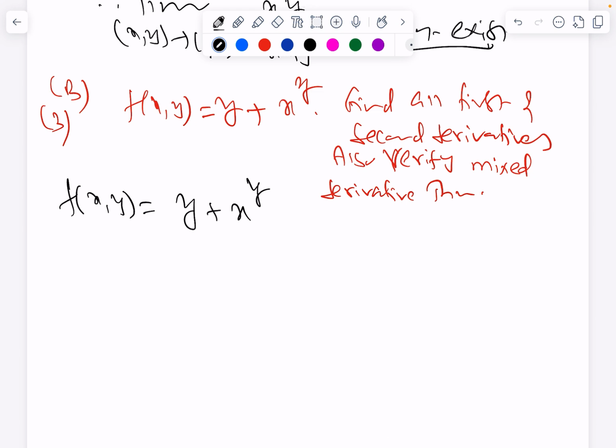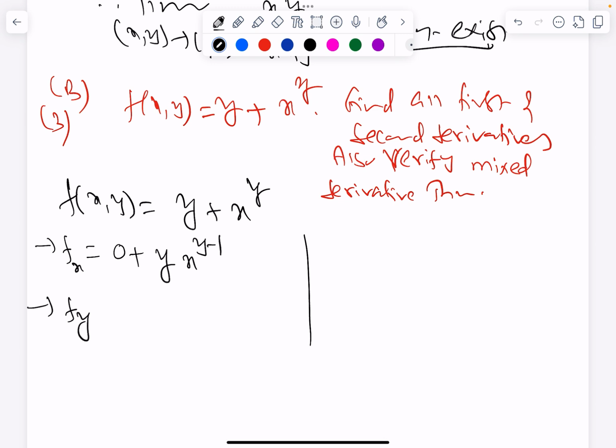Now we take the derivative with respect to x. Then y is constant, so this is 0. y is constant, x is variable, so it is of the form x power n type. So y x power y minus 1. Then we take the second derivative with respect to x again. Same rule, y constant. So y into y minus 1 x power y minus 2.